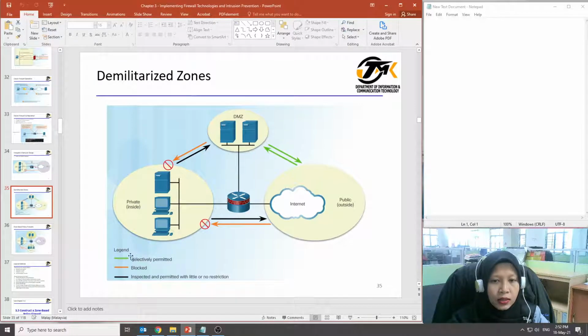As you can see here, for expected and permitted traffic, from private to the DMZ, yes, we allow. To the internet, yes, we allow. But from the internet to the private should be blocked. From the DMZ to the private should be blocked. But between the DMZ and the public, there are some services that we allow, but some that are not allowed. So the demilitarized zone is very important.